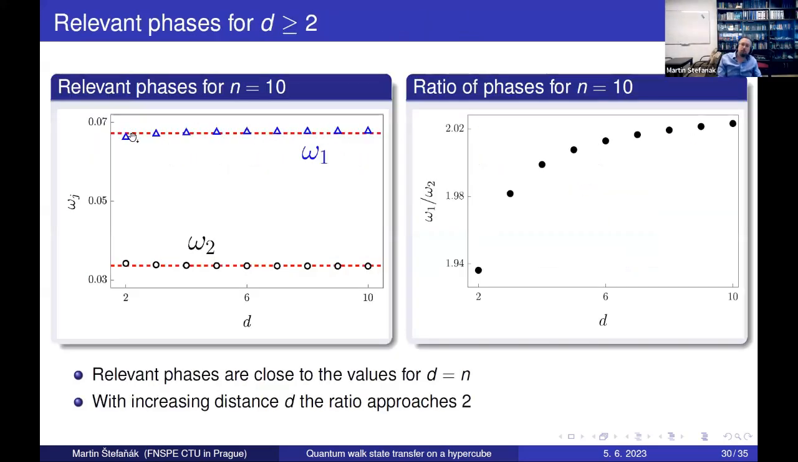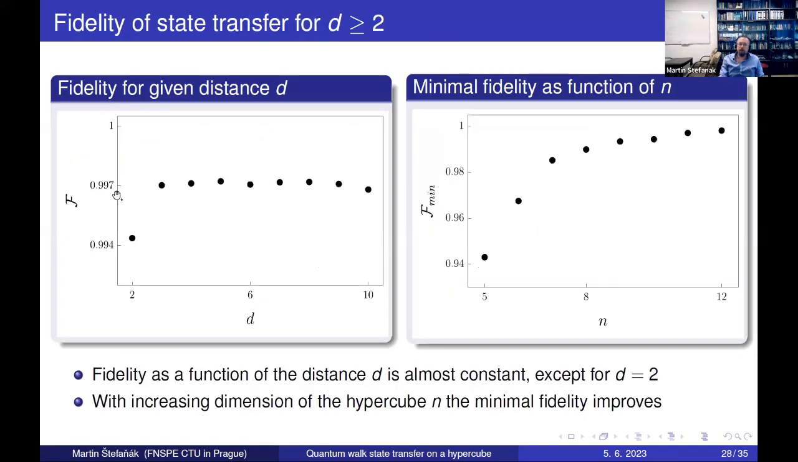This is illustrated here again for a 10-dimensional hypercube. When we numerically calculate the phases of these eigenvalues, omega 1, omega 2, they are very close to the formula that we have for the antipode. And the ratio also is close to 2. With increasing distance, it improves. So that's why we have a better fidelity with increasing distance.